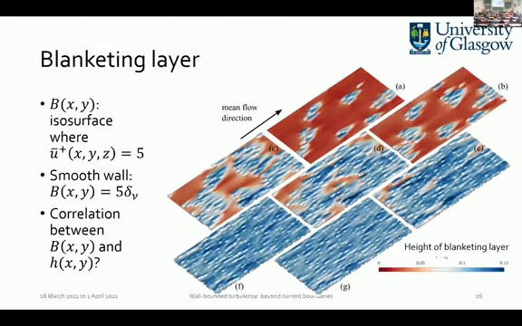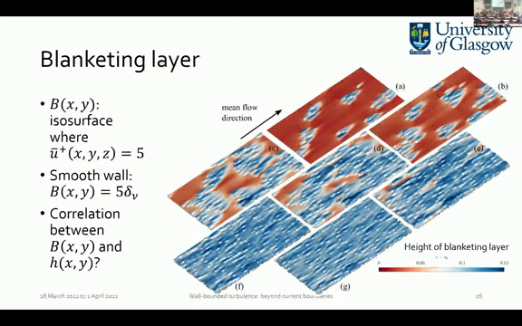Okay, now the different concept I wanted to point out is the concept of the blanketing layer. This blanketing layer is defined as the isosurface where the mean flow reaches the value of 5 in plus units. So the time average flow field u of x, y, z is equal to 5 in plus units. Now 5 is admittedly an arbitrary threshold, but inspired by the smooth wall behavior, where this u plus equal to 5 would correspond to the upper end of the viscous sublayer. So for a smooth wall, this blanketing layer would be just a flat surface offset by 5 delta from the wall location.